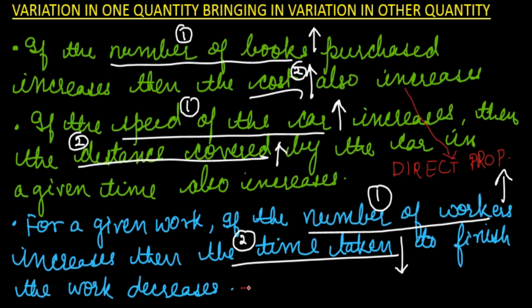And this particular case in which one quantity is increasing and the other is decreasing, the changes happening in opposite directions, is called inverse proportion. We will be seeing inverse proportion in our next video. In today's video, we will understand in detail what direct proportion is by taking an example.